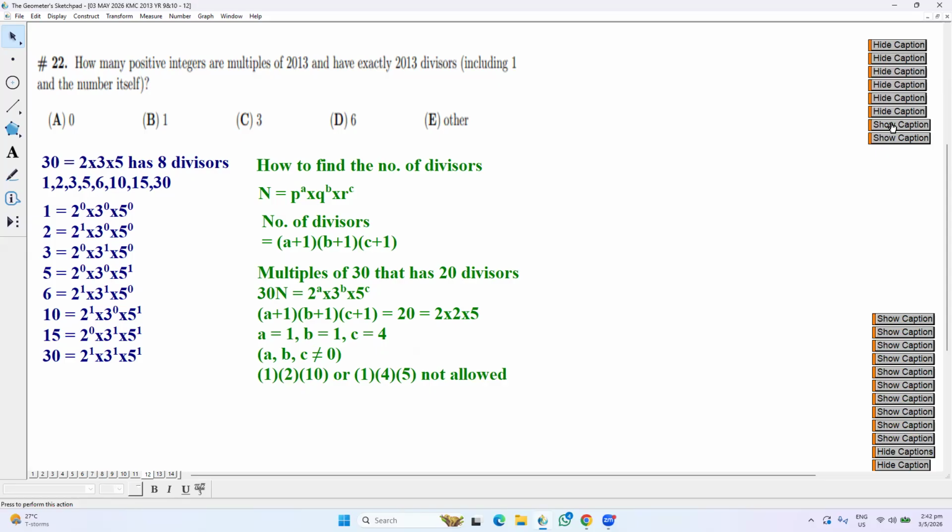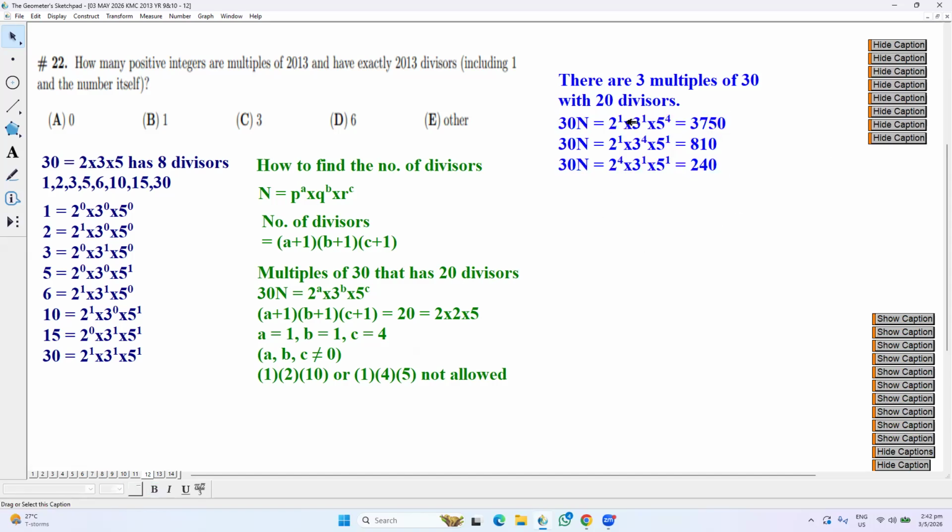But there are 3 ways. There are 3 multiples of 30 with 20 divisors, because we can have 1, 1, 4, or 1, 4, 1, or 4, 1, 1. And we notice that the values are 3750, 810, or 240. They are all multiples of 30. Okay. So first we must know the way to count the number of divisors. Then if we want 20, we make it 20.